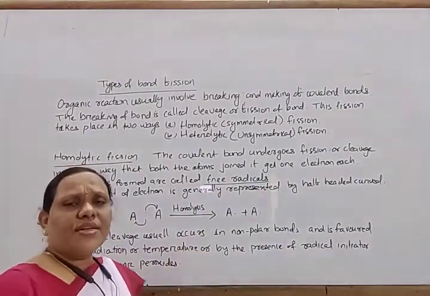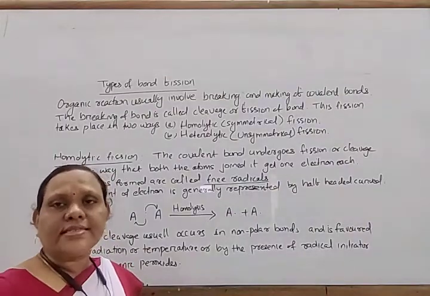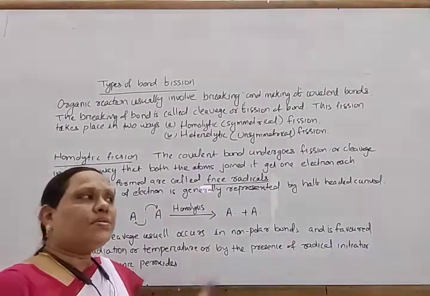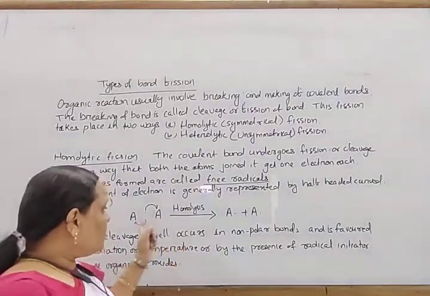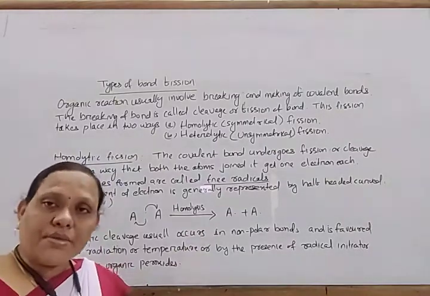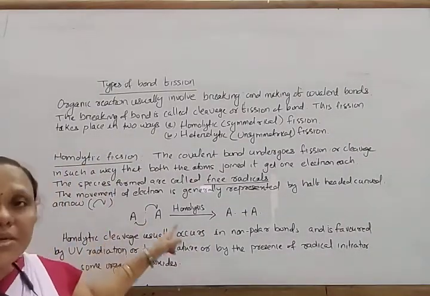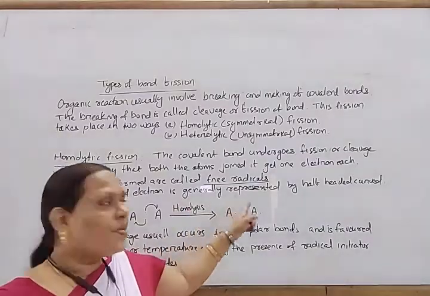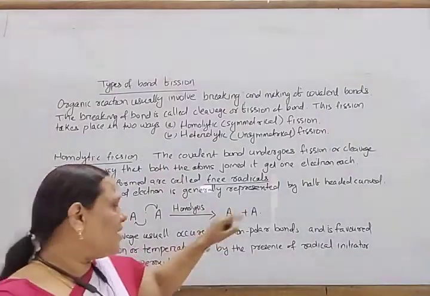For example, the electronegativity difference between carbon and hydrogen is very small. So in this way, the C-H bond breaking can also take place as a result of this type of homolytic fission, or by the formation of free radicals. Due to this homolytic fission, it gives rise to unpaired electron species, which are called free radicals.